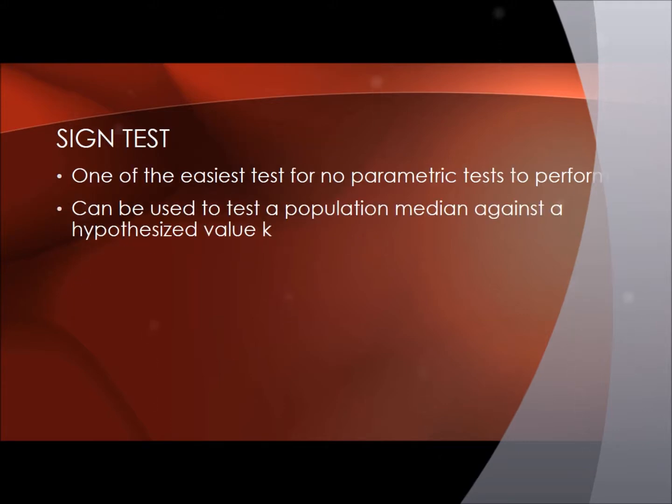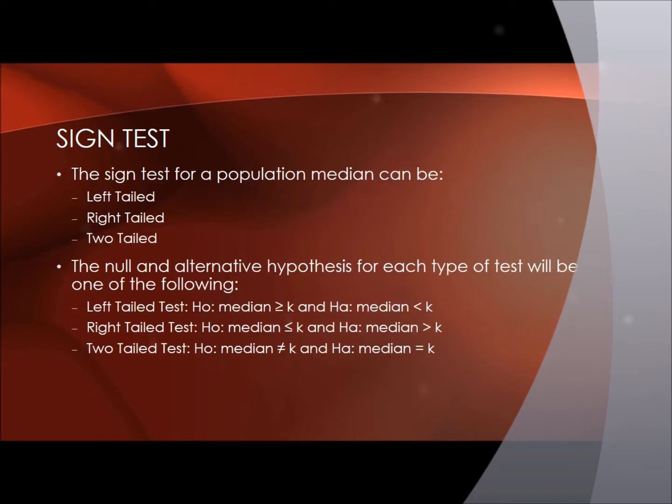The sign test is one of the easiest non-parametric tests to perform. It can be used to test the population's median against the hypothesized value k. The sign test for a population median can be left-tailed, right-tailed, or two-tailed. The null and alternative hypotheses for each type of test will be one of the following.